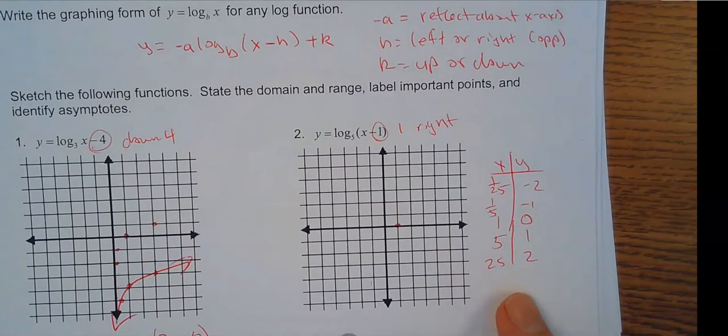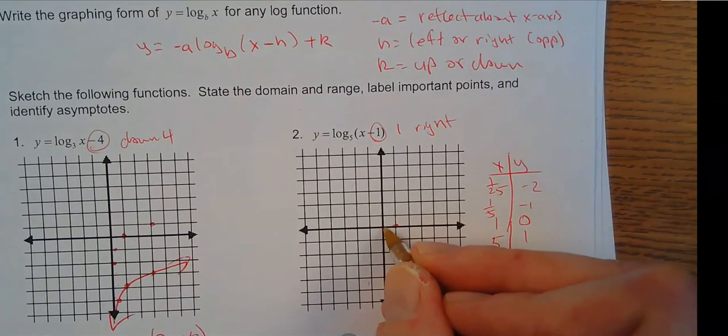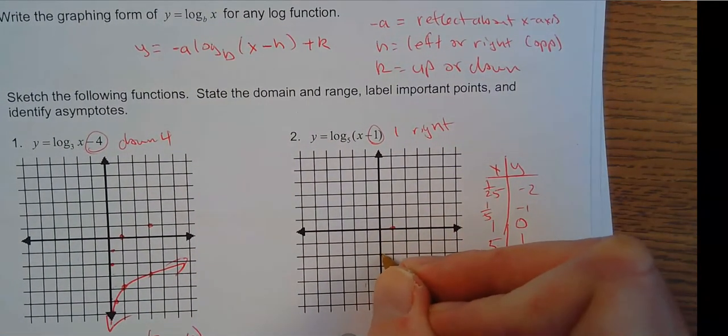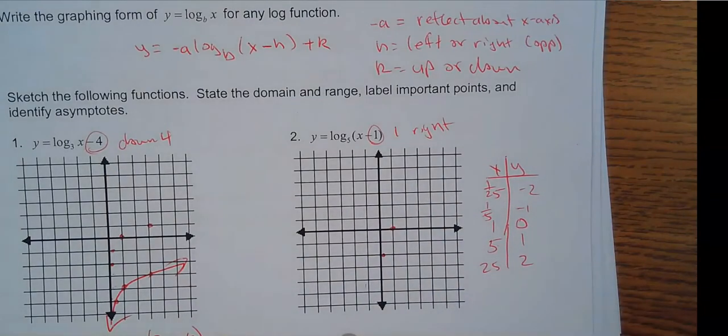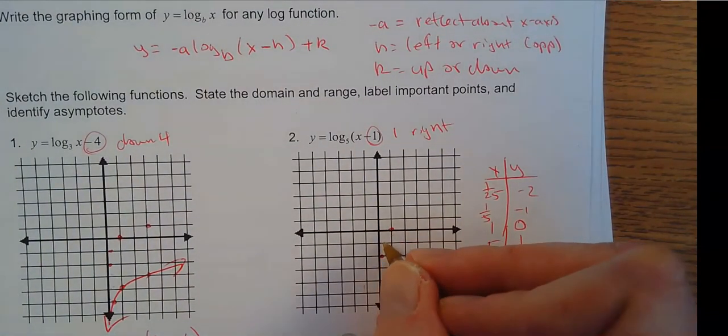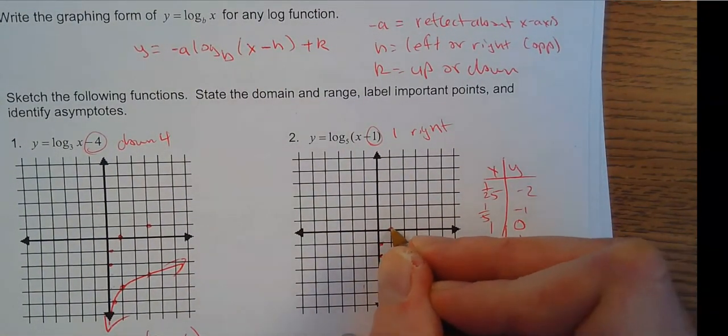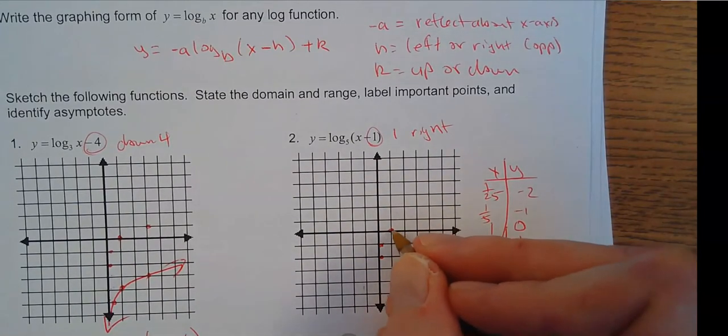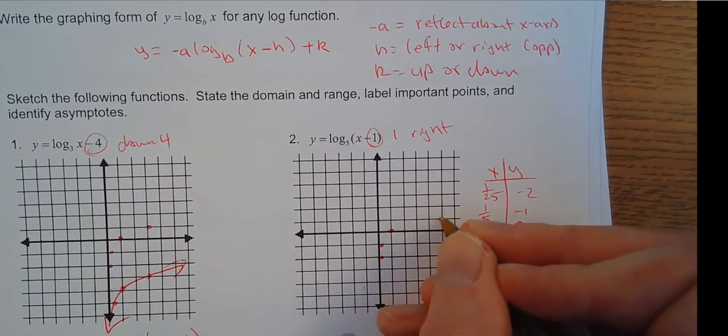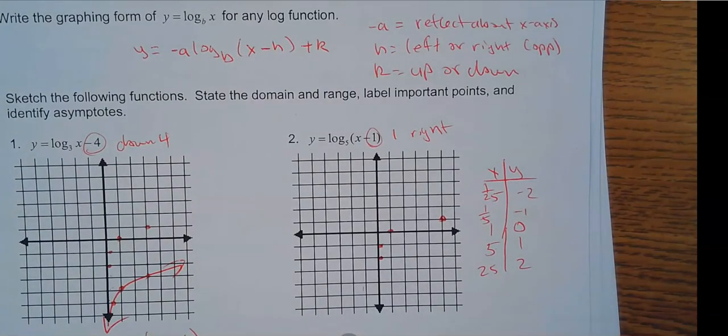Okay, so here are my points I'm gonna plot. I'm gonna go 1/25 down, so that's basically as close to the y-axis as I can get, and then 1/5, -1, 1, 0, 5. Let's see, 1, 2, 3, 4, 5 up 1, and then 25, 2 is off the graph.